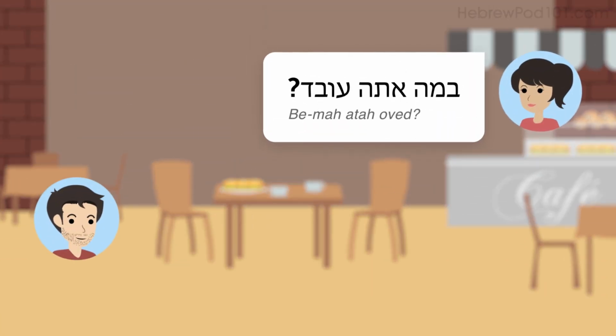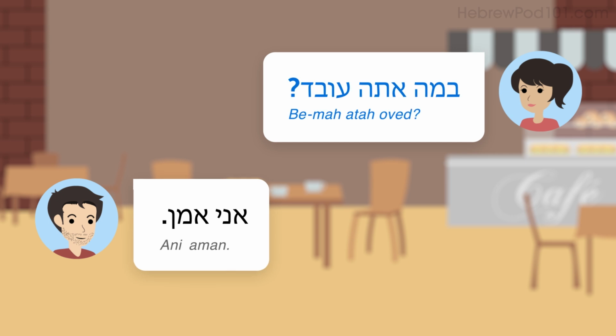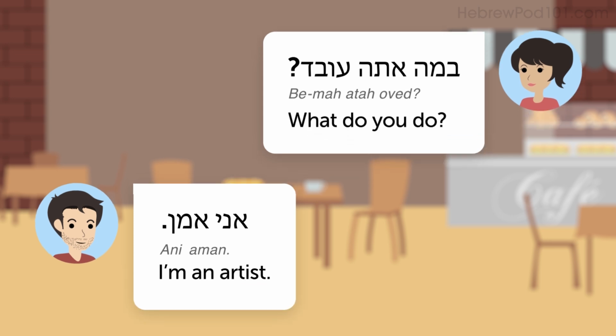Listen to the dialogue. במה אתה עובד? אני אמן. Listen to it again, now with the English translation. במה אתה עובד? What do you do? אני אמן. I'm an artist.